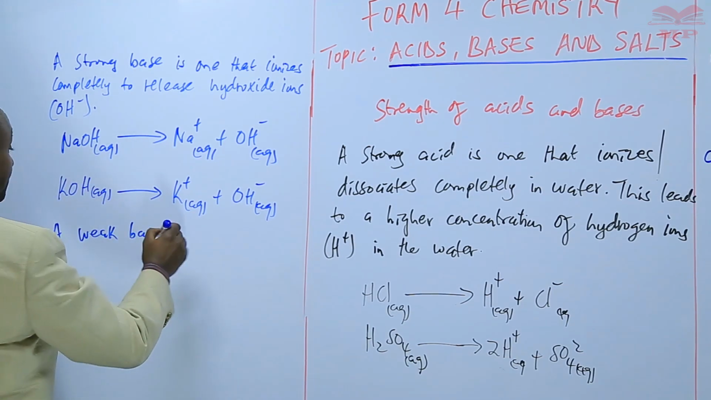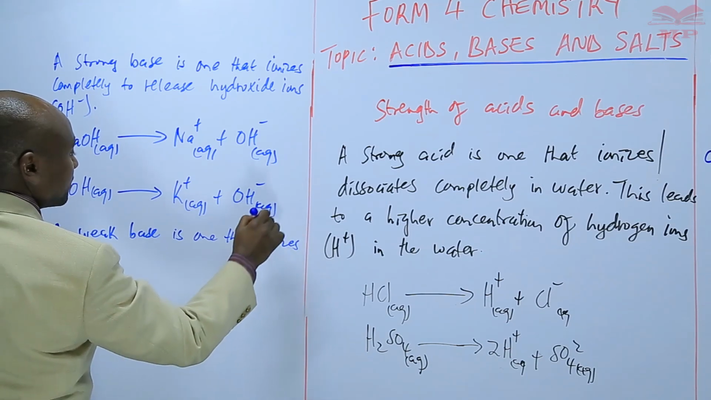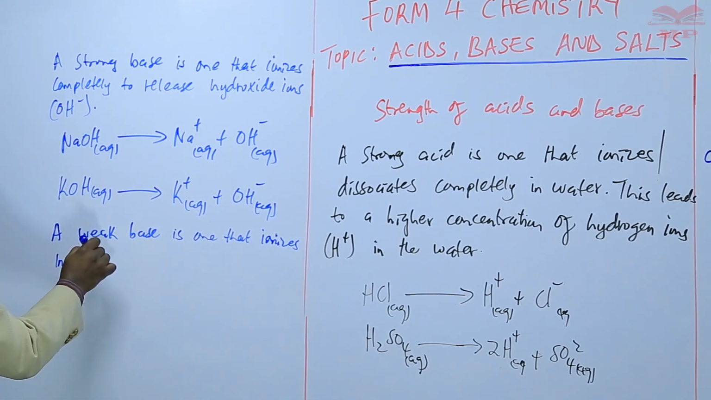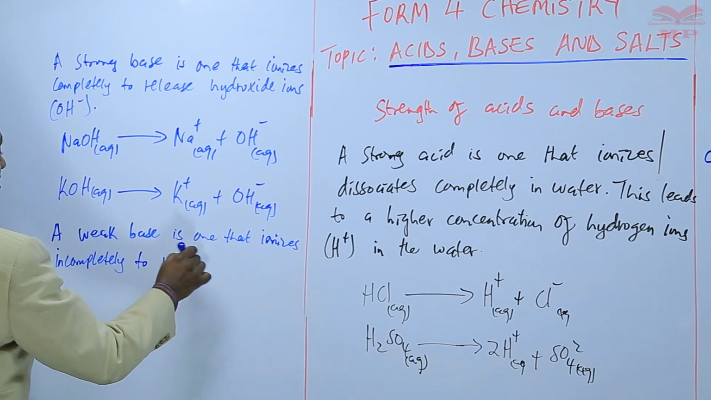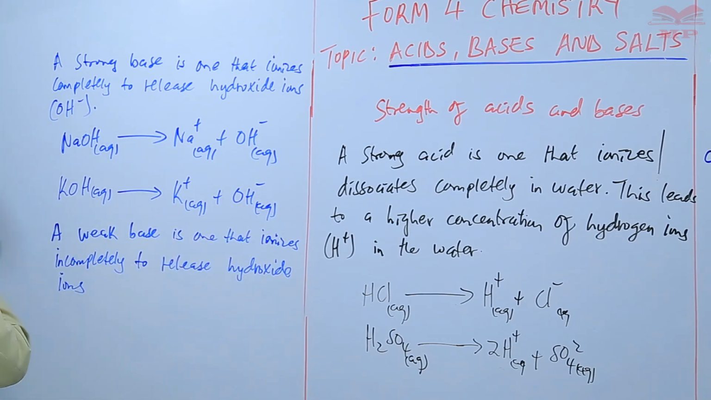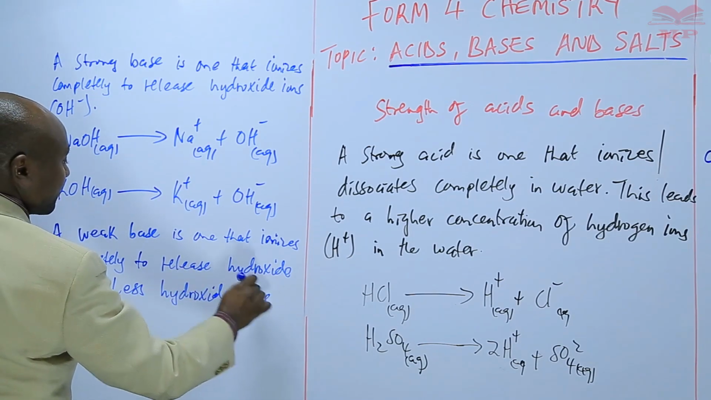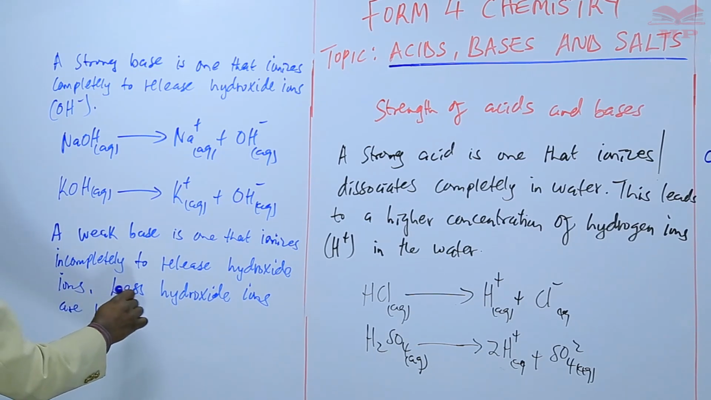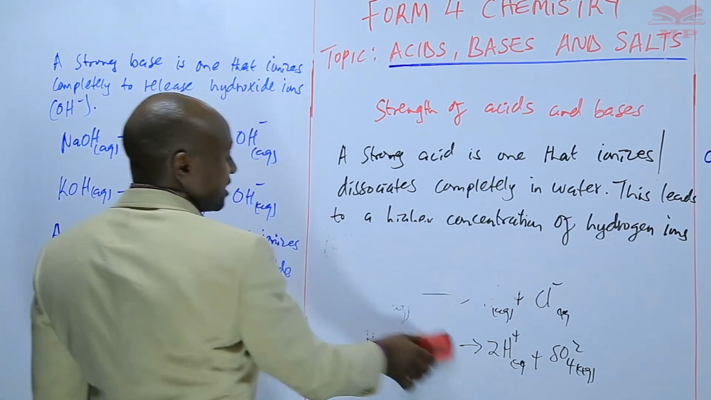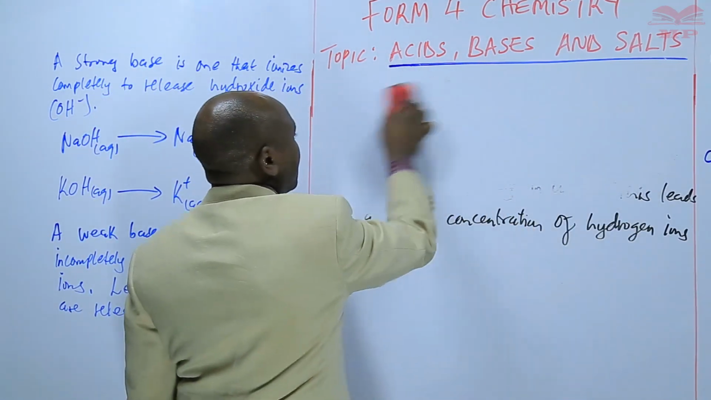is one that ionizes incompletely to release hydroxide ions. So here we can say that less hydroxide ions are released. As a result of this partial ionization, incomplete ionization, then we have a smaller number of hydroxide ions that are released.